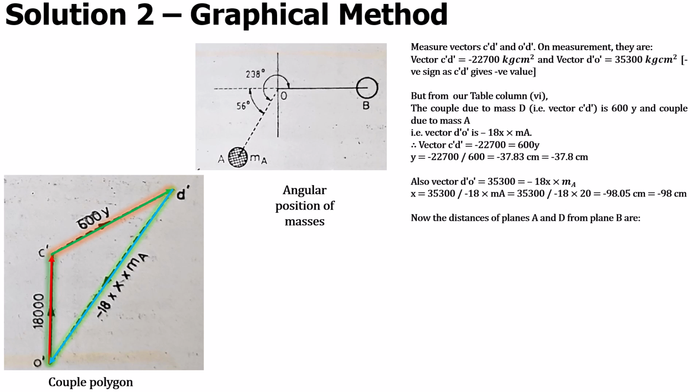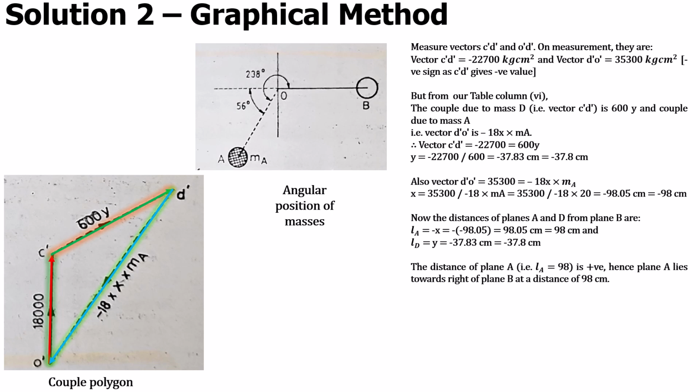Now, the distances of planes A and D from plane B are LA, which is minus x, and we can now get that that value is 98 centimeters. Similarly, LD, which is equal to y, is minus 37.8 centimeters. The distance of plane A, that is LA, is positive, hence plane A lies towards the right of plane B at a distance of 98 centimeters. The distance of plane D, LD, is negative, minus 37.8, hence plane D lies towards the left of plane B at a distance of 37.8 centimeters from plane B.